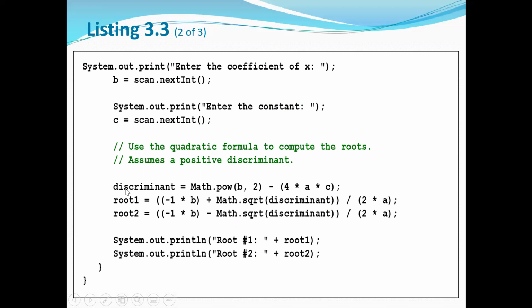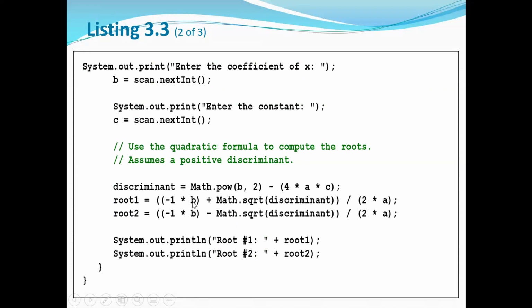Now, the quadratic formula, first we can find the discriminant. The discriminant will be b squared. So instead of writing b times b, we are using the math power method. So we have math.pow(b, 2), which means b squared, minus 4 times a c. Remember, in the quadratic equation, college algebra, the formula will be b squared minus 4ac, the square root of it, over 2a, and minus b again.